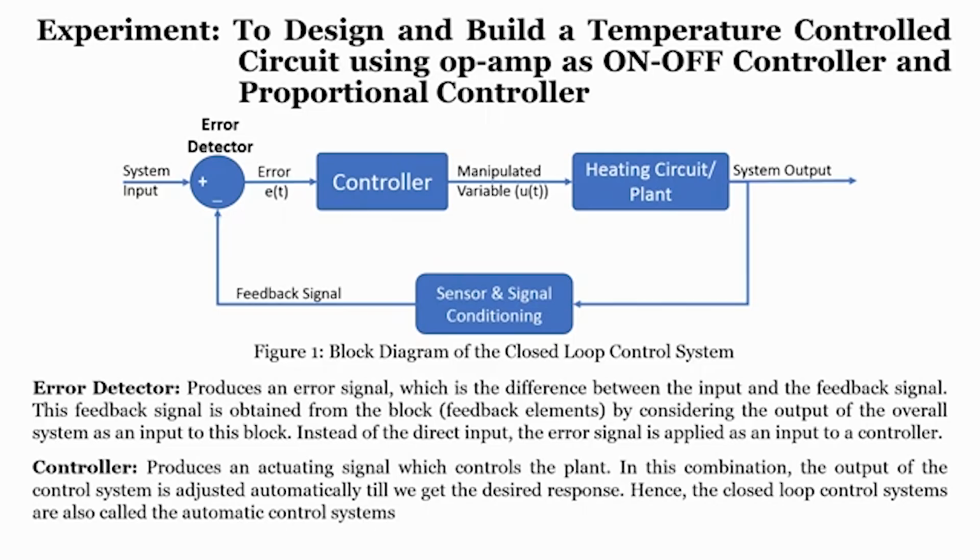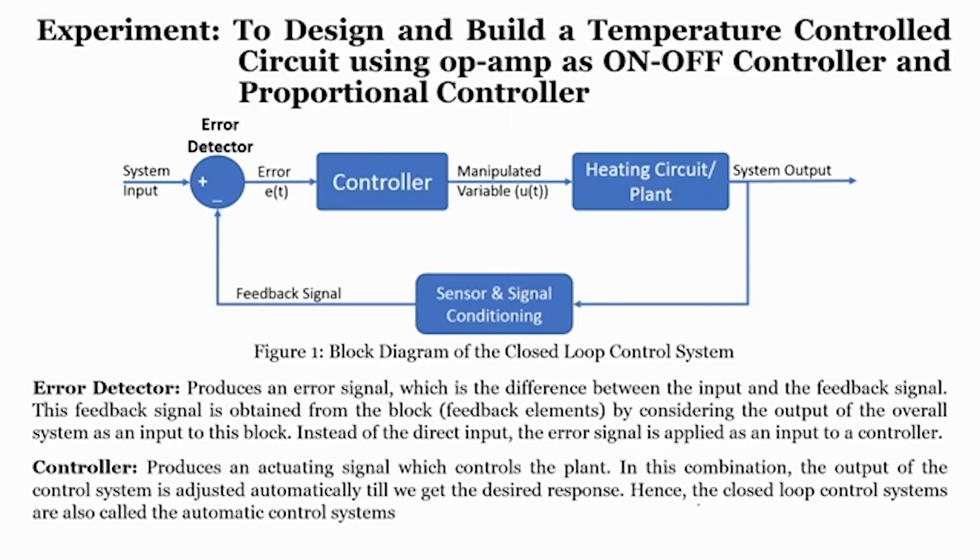So, instead of direct input, the error signal is applied as an input to the controller. Instead of directly applying the system input, we apply the error, that is the difference between the system input and the feedback signal. Now, what does your controller consist of? The controller is the system which produces an actuating signal that controls the plant. The output of the control system is adjusted automatically until we get the desired response, and hence closed loop control systems are also called automatic control systems.